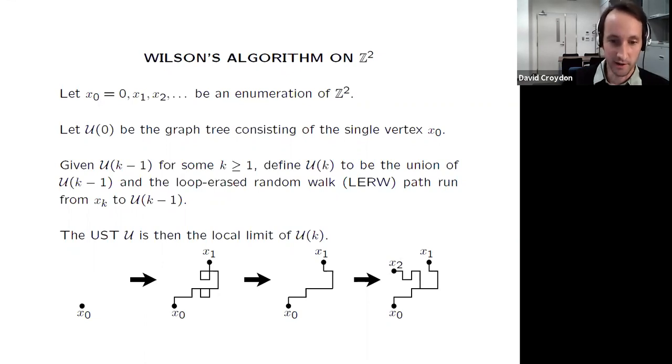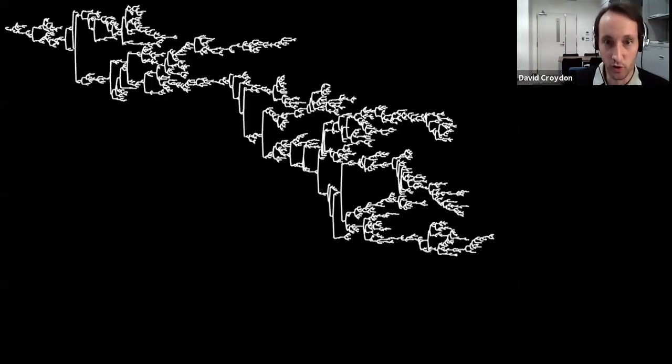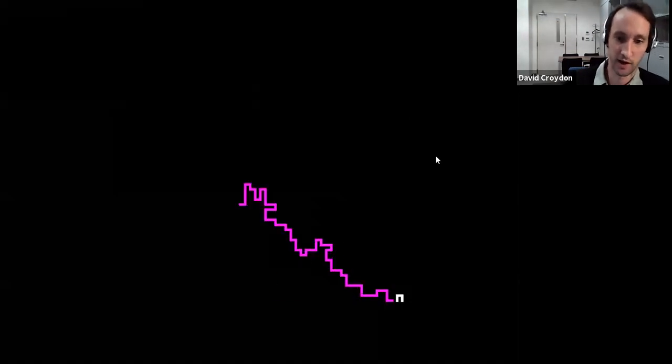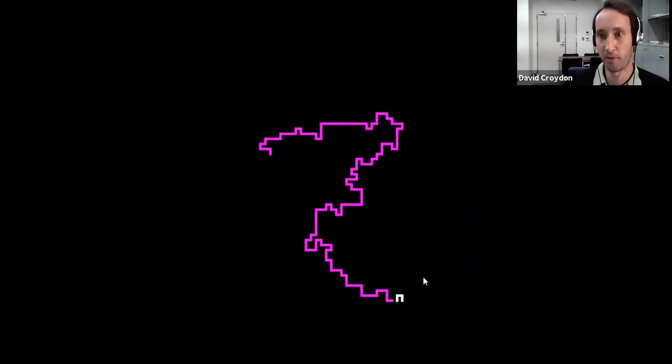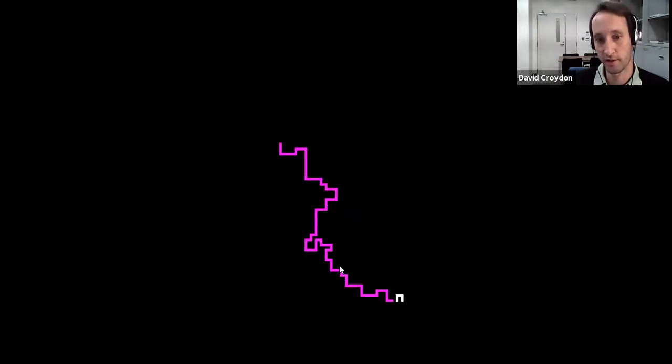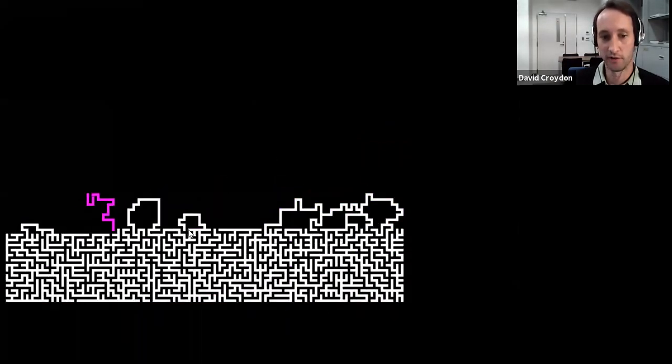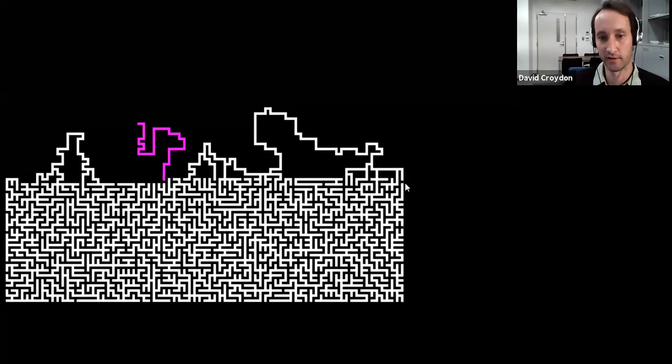There are nice videos of this available, and I have links on my website. The original one was by Mike Bostock. Here's the animation. The white part is the part we already constructed. The pink is the loop-erased random walk. You can see every time it hits itself, it erases, and at some point it hits the existing structure, and we add that to it.